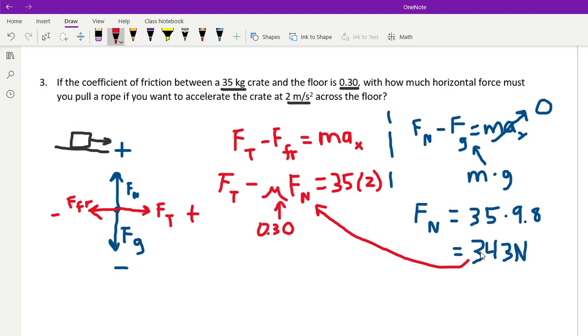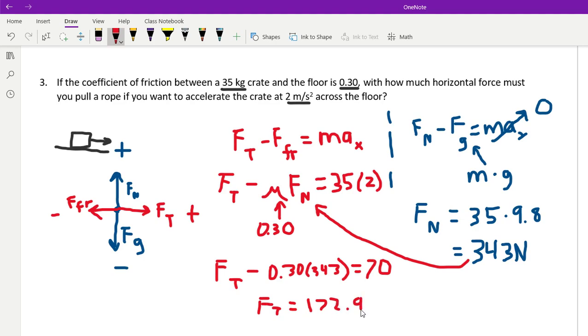So I'm going to do 0.3 times 343. So my force of tension minus 0.30 times 343 equals 70, which is 35 times 2. Multiply those together and add them across, and you get a tension force of 172.9 newtons. And that is your horizontal force to accelerate it at 2 meters per second squared.